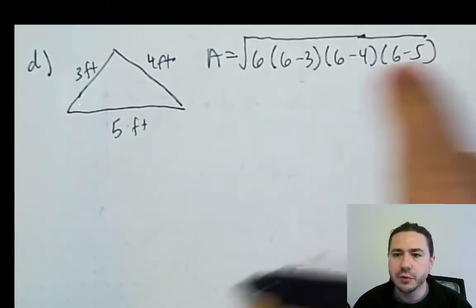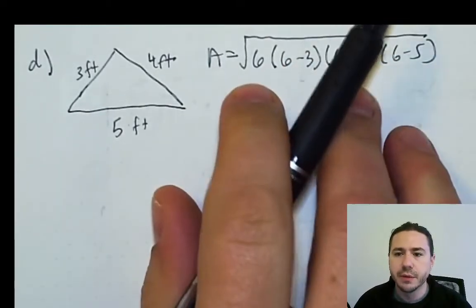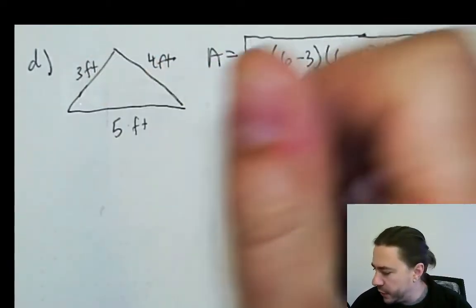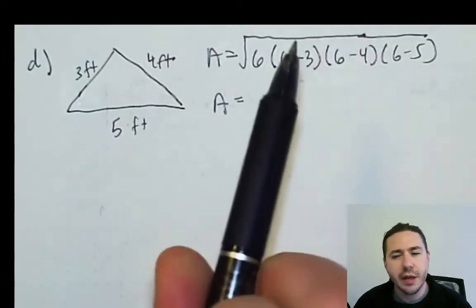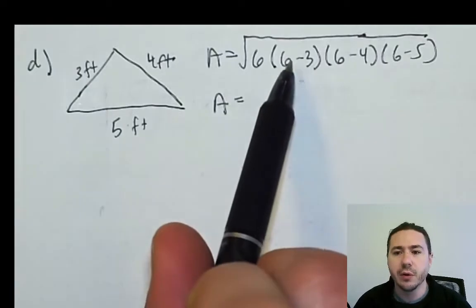Multiplication is commutative, so it doesn't really matter what order you multiply these in. So I'm going to put all that in the calculator, and this one actually works out pretty nicely. You might not even need a calculator for this one. This could be a non-calculator question, because look at this.